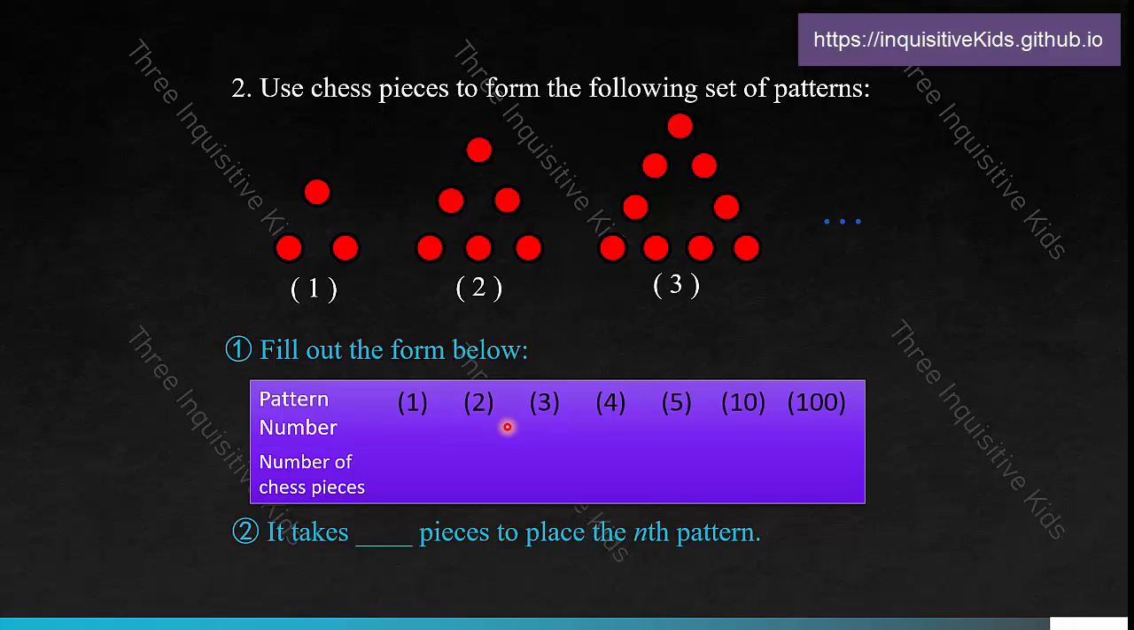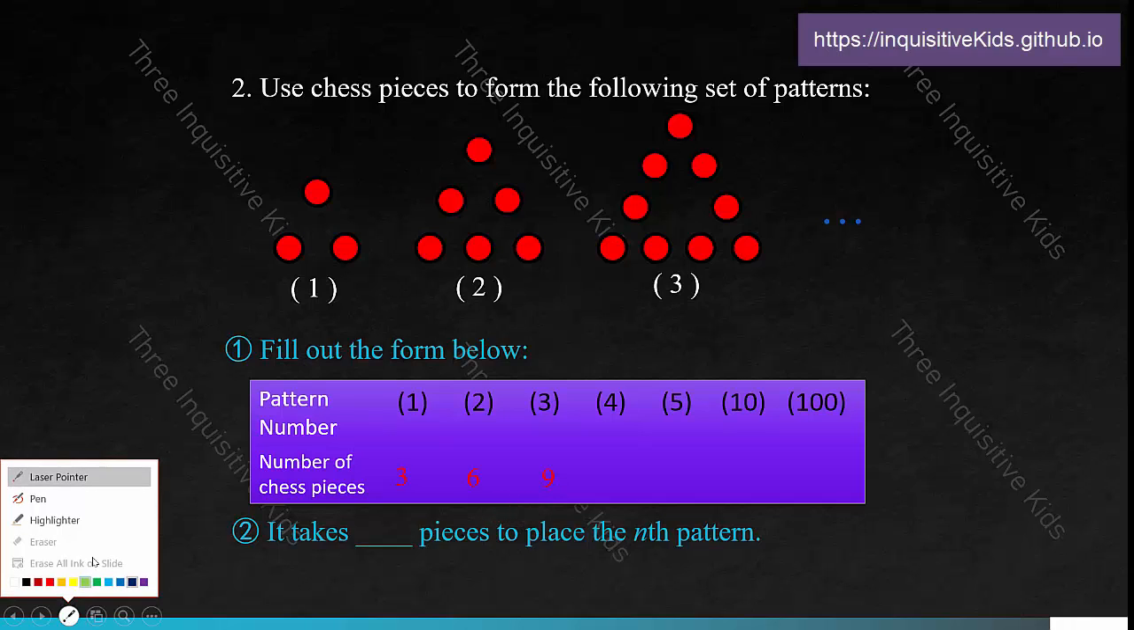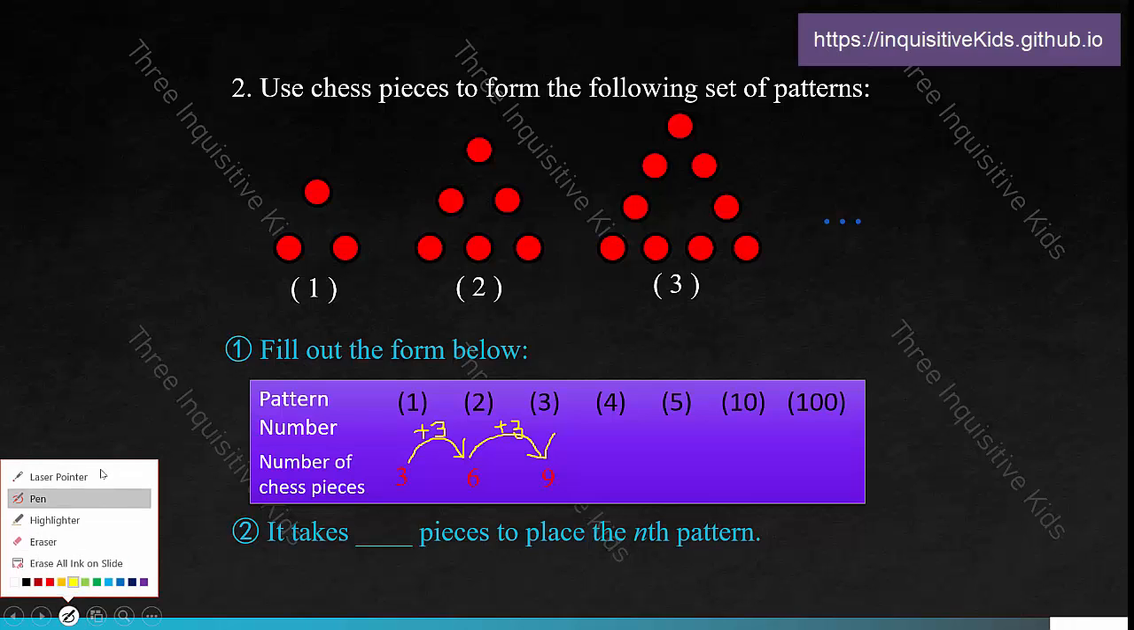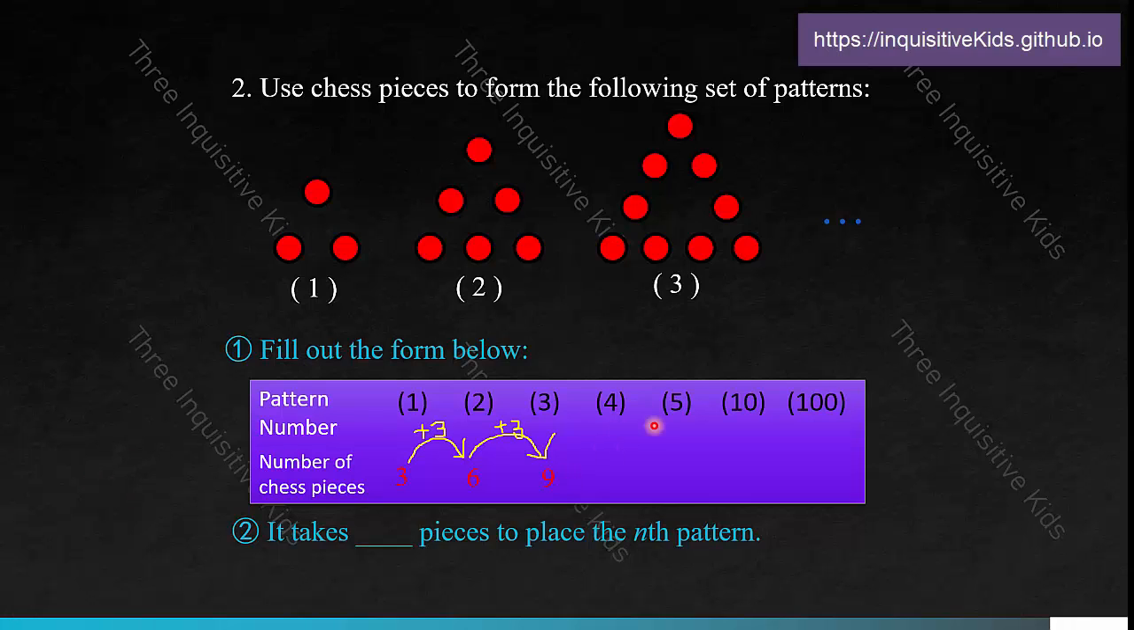Okay, let's see here. So let's just first write down what we know. We know that the first one is 3, the second one is 6, and the third one is 9. If we already have this right here, we could probably figure out what's going to happen next. So over here we know that we got plus 3, we got a plus 3 again, and it's probably going to happen again. That should be the pattern.